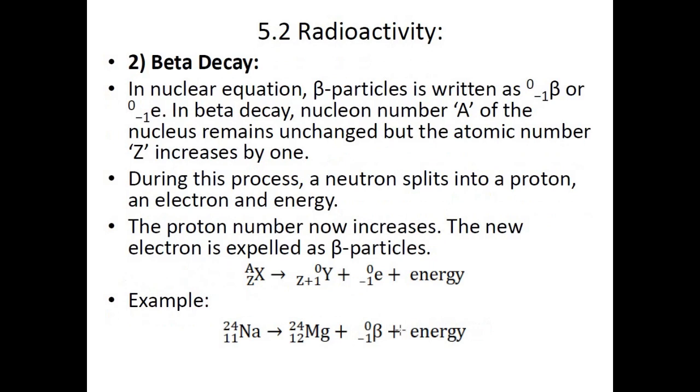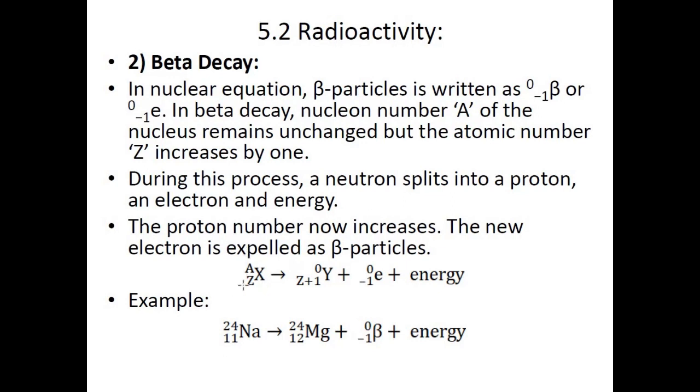Beta particle or beta decay is written like this, and we give it a -1 charge because beta particles are simply fast moving electrons. In a beta decay, nucleon number A remains unchanged, but the atomic number Z increases by 1. During this process, a neutron splits into a proton, an electron, and energy. The proton number now increases because the neutron becomes a proton. The new electron is expelled as a beta particle.